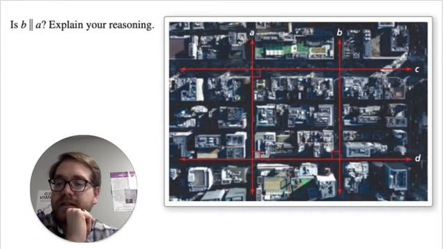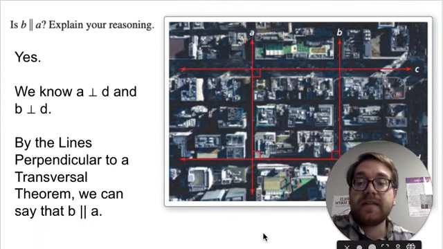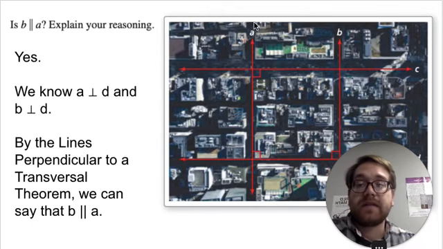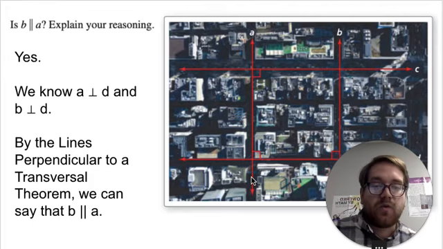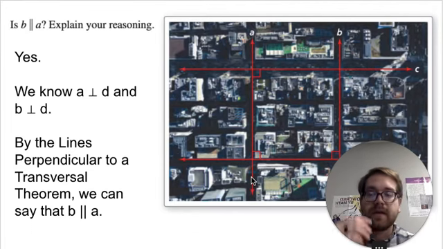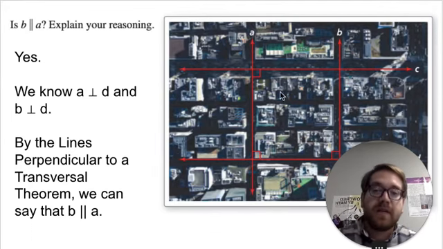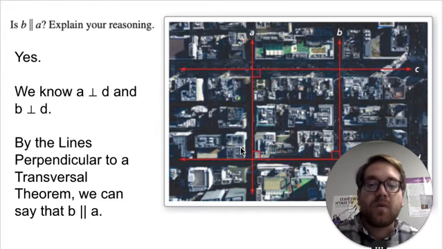So let's look at the reason for this. The question is, is B parallel to A? Is line B parallel to line A? To go about proving that, we'll need to use our theorems. The ultimate answer is yes, B is parallel to A, but why is that? We need to be able to explain our thinking. That's the main piece there.